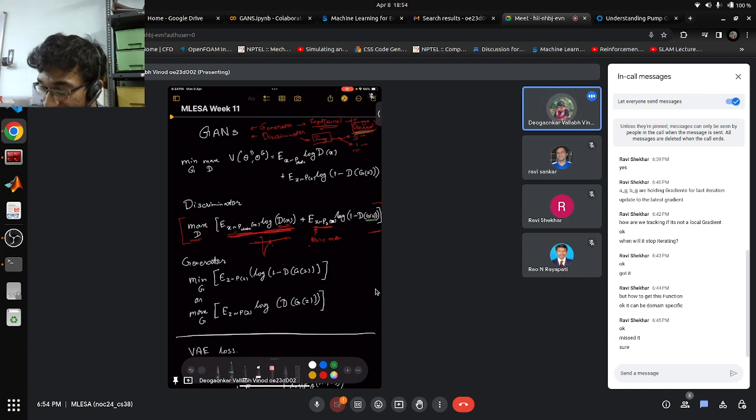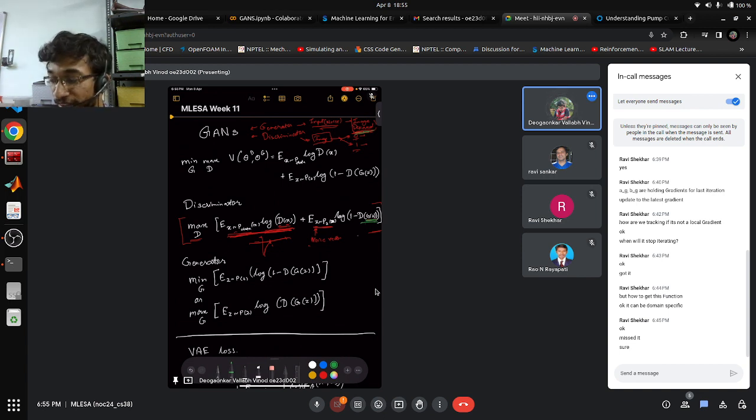It will take in this noise vector, map it to something in the image space, then you apply the discriminator on that. Okay, and you basically do 1 minus of that. Ideally the discriminator should be able to identify if the image is fake.